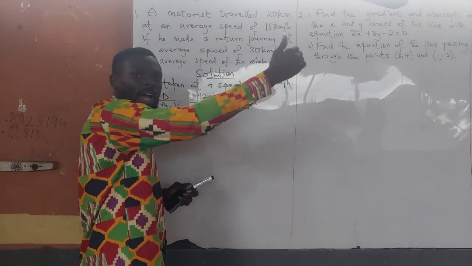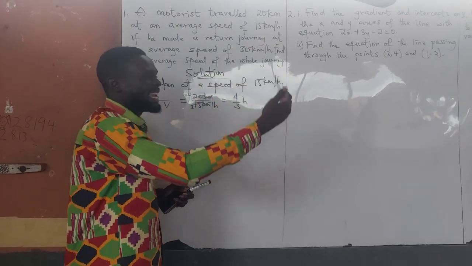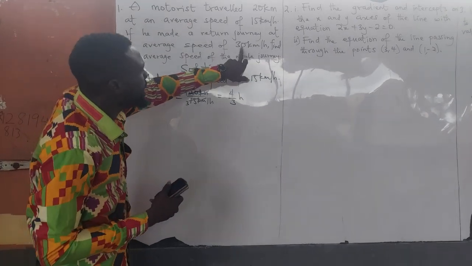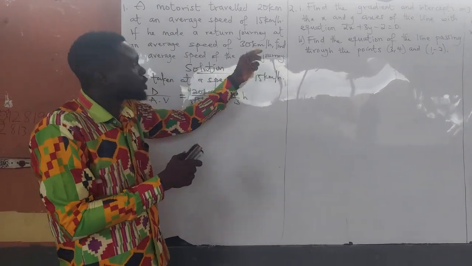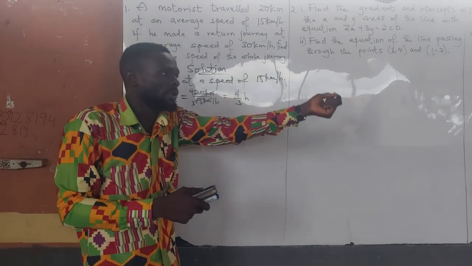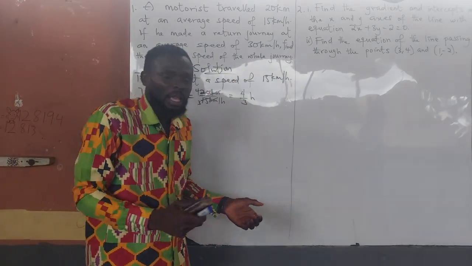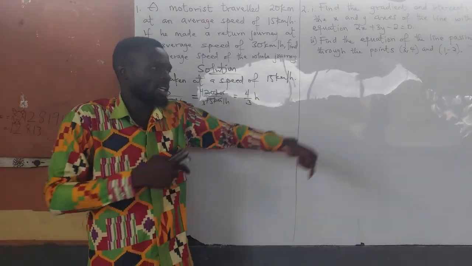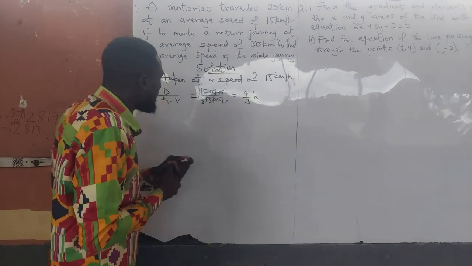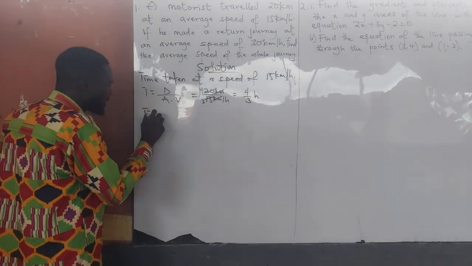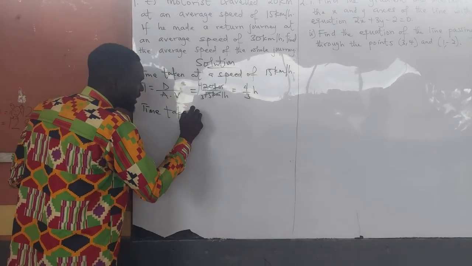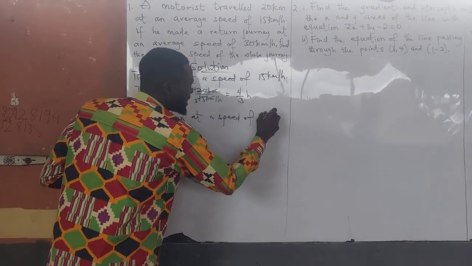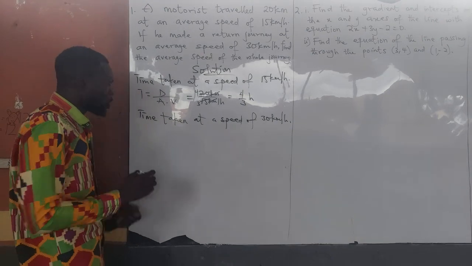Now when he got to his destination, he made a return. When he returned, he used a speed of 30 kilometers per hour. We don't know the time, but the distance he is going to use to return is the same distance he traveled on the first journey. So we also have to find the time taken at a speed of 30 kilometers per hour.